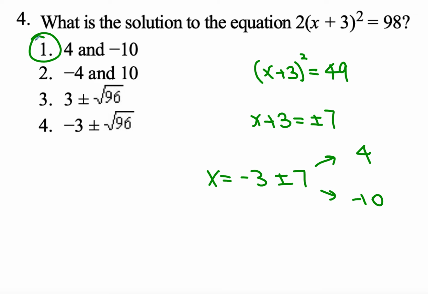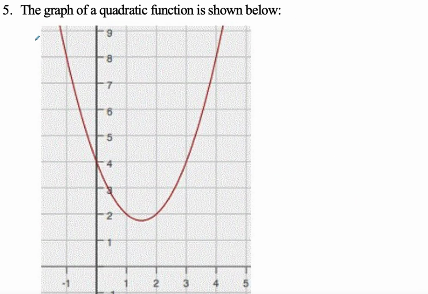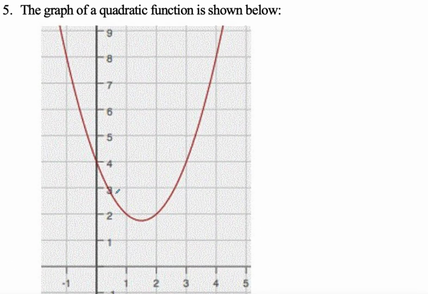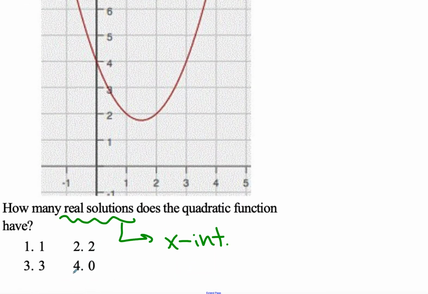Alrighty, let's move on to the next problem. Number 5. The graph of a quadratic function is shown below. This is the parabola, and that's the x-axis and y-axis. The question is how many real solutions. When they say real solutions, that's the same thing as x-intercepts. So how many x-intercepts do you see? I don't see any. That means there are no real solutions from this function when it's set equal to 0. So the answer is 0 because I don't see any intersections.